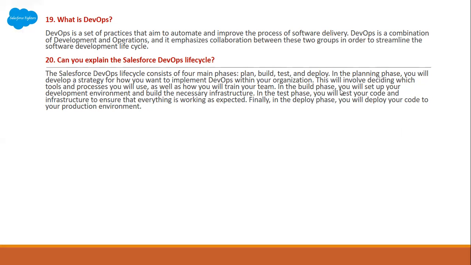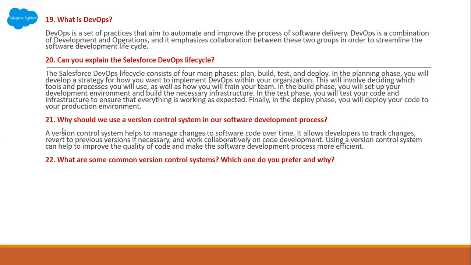In the build phase, you will set up your development environment and build the necessary infrastructure. In the test phase, you will test your code and infrastructure to ensure that everything is working as expected. Finally, in the deploy phase, you will deploy your code to your production environment. Next question, why should we use a version control system in our software development process?